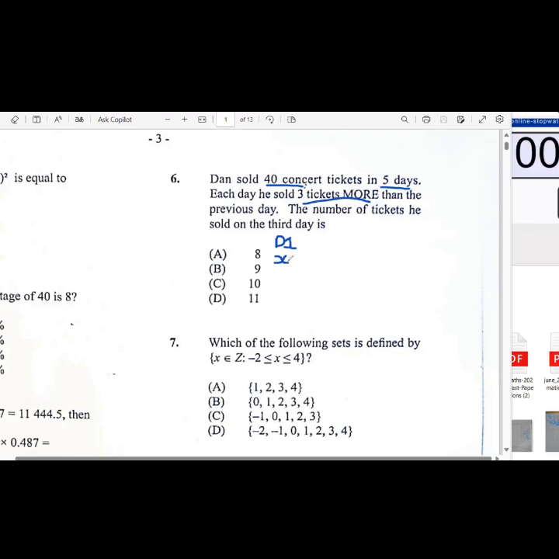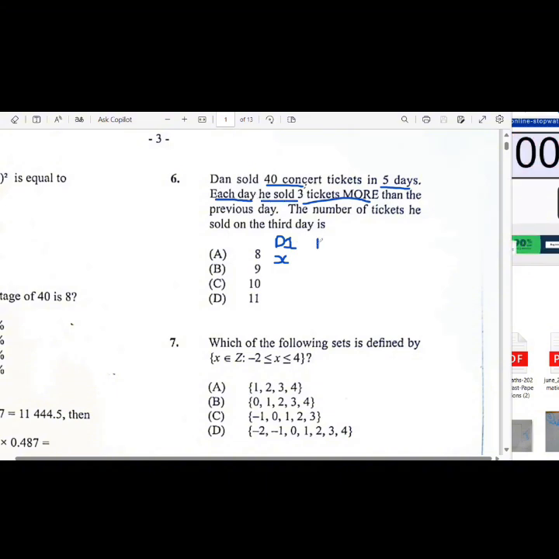Why am I putting X? I don't know what it is because it never said anything about how much he sold on day 1. So I can't assume it's some random figure, right? So that's day 1. And the key thing to know how much he sold on the other days, they said each day he sold 3 more than the previous day.